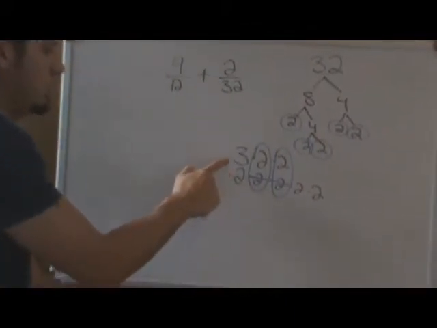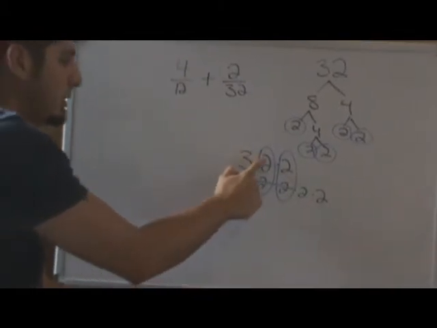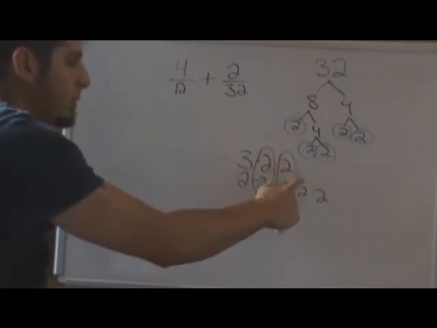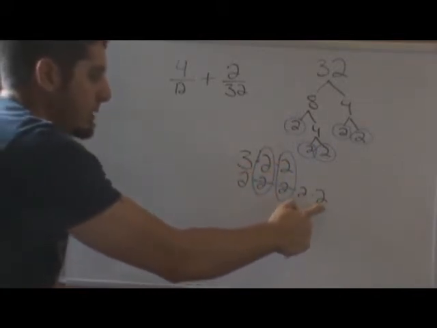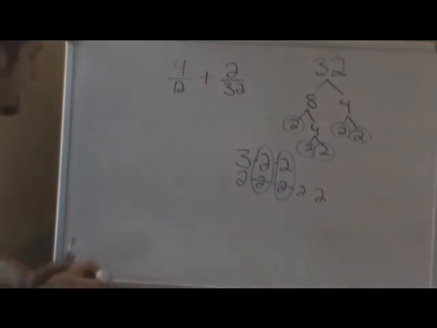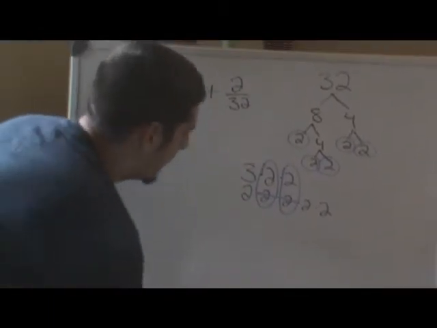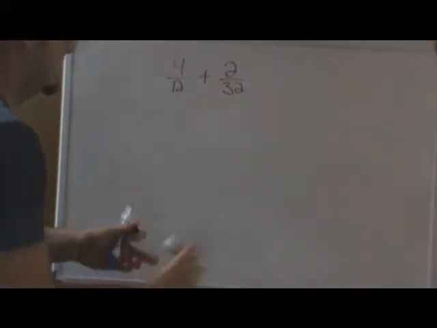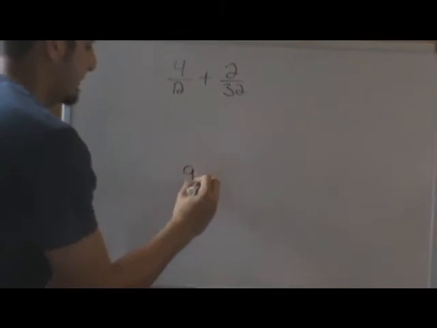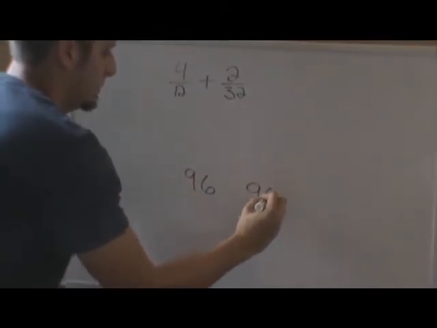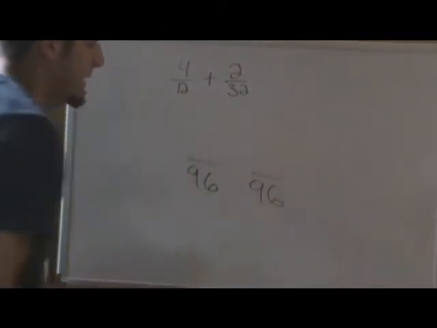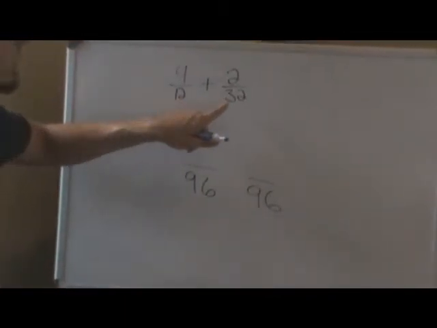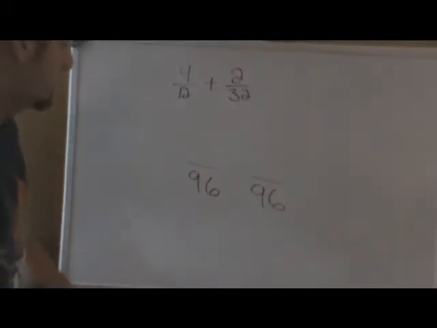So I've got 2 times 3 is 6, 6 times 2 is 12, 12 times 2 is 24, 24 times 2 is 48, 48 times 2 is 96. So what that means is my LCM, or in other words my LCD, is 96. So my lowest common denominator is 96. And remember, lowest common denominator is the same thing as the lowest common multiple, or LCM, of those two numbers.